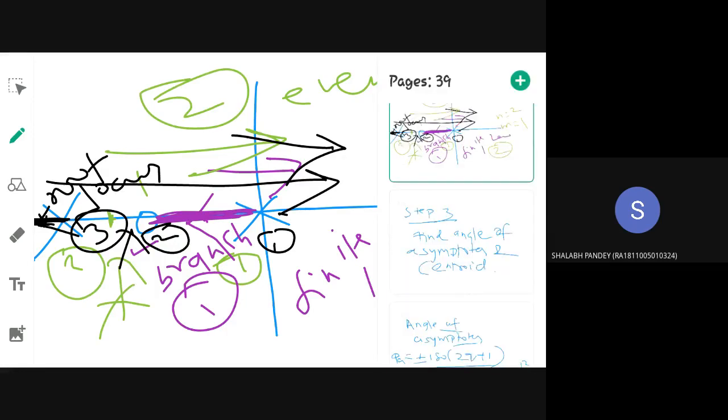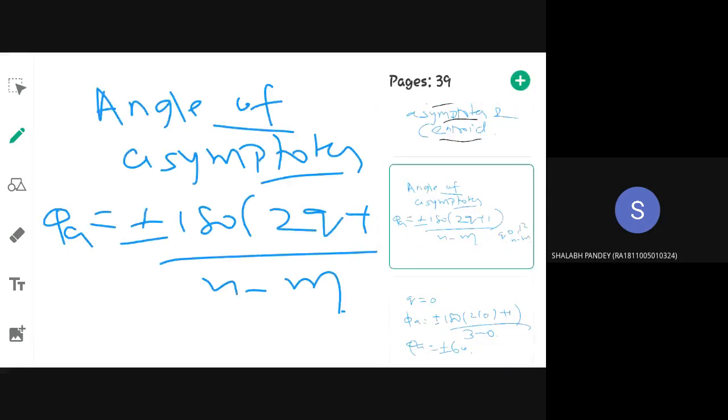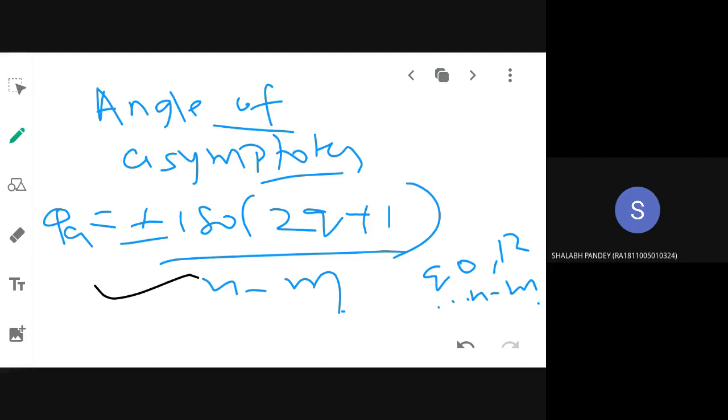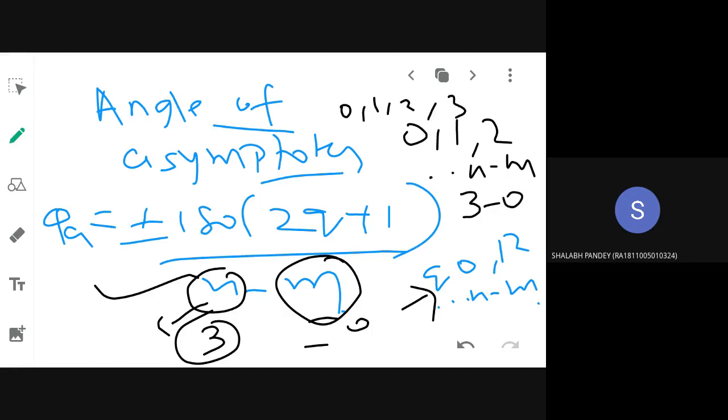The next step is you need to find out two parameters. One is the angle of asymptote. The next one is the centroid. Both have definite formulae. The angle of asymptote formula is plus or minus 180 (2q plus 1) divided by n minus m. N represents your number of poles, which is equivalent to 3 for this problem. M is not there, so m will be equivalent to 0. Q can range from 0, 1, 2 up to n minus m. So n minus m is 3 minus 0, so 0, 1, 2, 3 you can have for q.